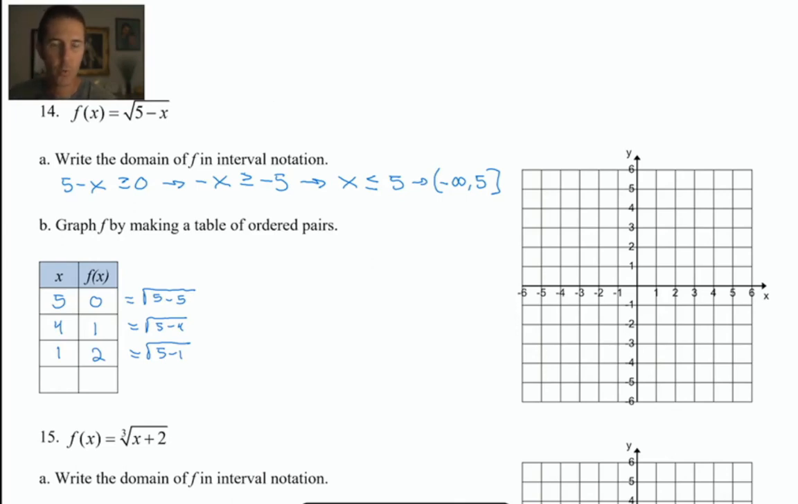Let's try to find one more. How about negative 4? Then we've got the square root of 5 minus negative 4, which is equal to the square root of 9, which is 3. I love it. All right, let's plot some points.